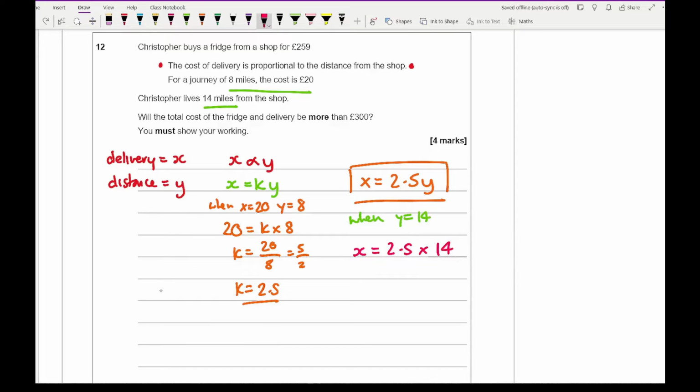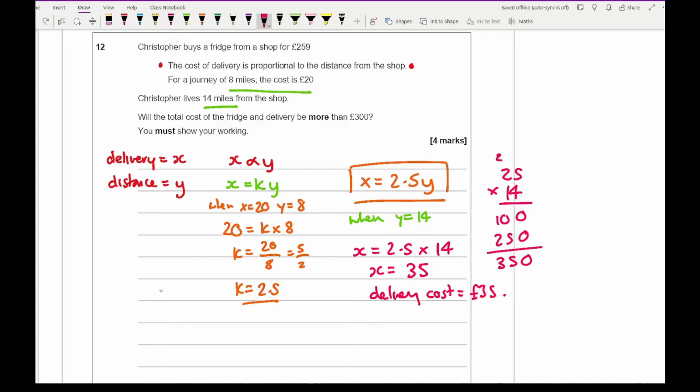So if I do 14 multiplied by 25, I then get 350. So it's going to be 35. So that's going to be the delivery cost. So the delivery cost equals £35.